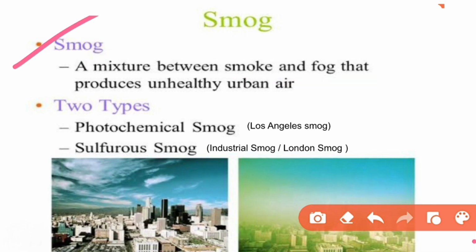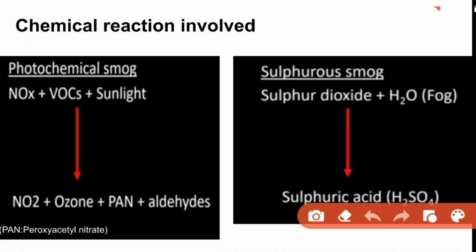Here we are going to discuss two types of smog. First one is photochemical smog. It was first observed in Los Angeles, so it is named Los Angeles smog. Another is sulfurous smog. This one was first observed in London, so it is named London smog. It has some other names as well: industrial smog, and also classical smog. Let's understand the chemical reaction involved in both types of smog.